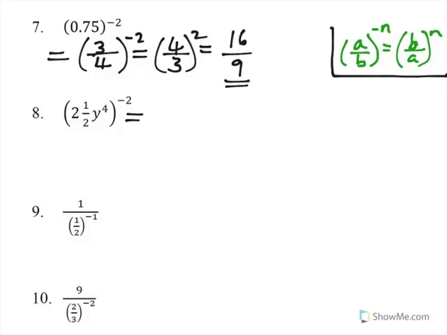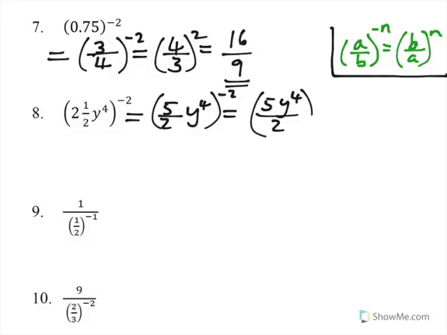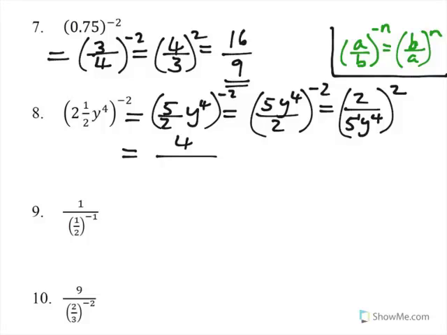This next one, we have a mixed number in there, so we need to change that first of all to a top-heavy fraction. Well, 2.5 is 5/2, y to the power of 4, to the power of negative 2. But if I'm going to turn the fraction upside down, I need to write this as 5y to the power of 4 over 2. Now I'm in a position to turn it upside down, and I would get 2 over 5y to the power of 4, and we change the power to a positive. If you square 2, you get 4. Remember, you're going to square the 5 because it's 1 times 2 to the power, so it's 25. And y to the power of 4 to the power of 2, 4 times 2 is 8, and that would be the answer. How did you get on with that?